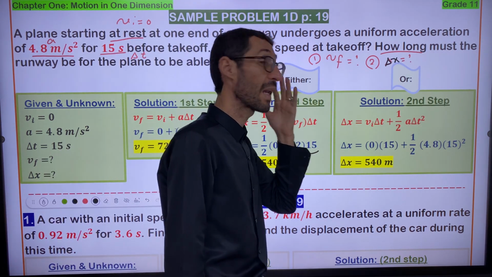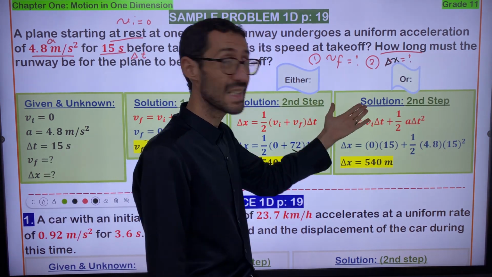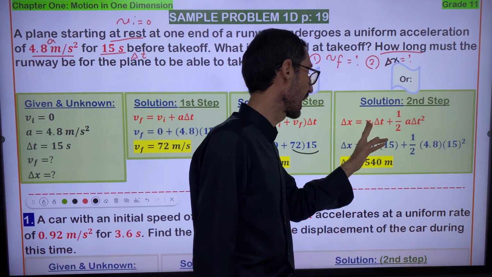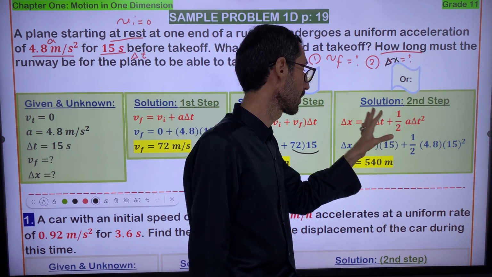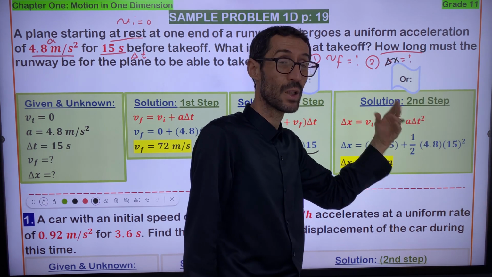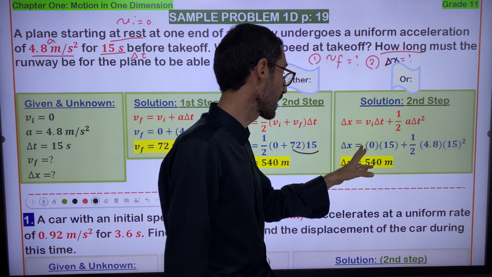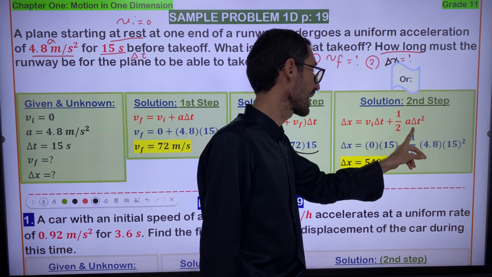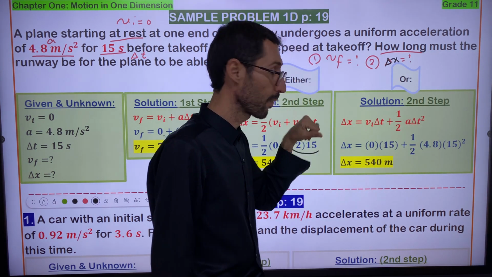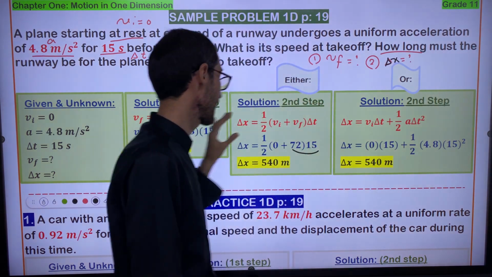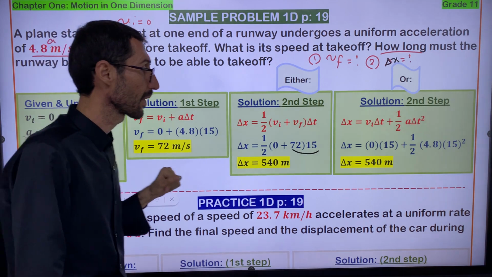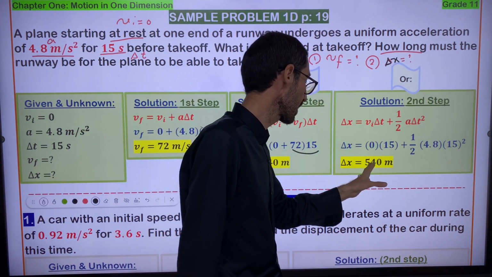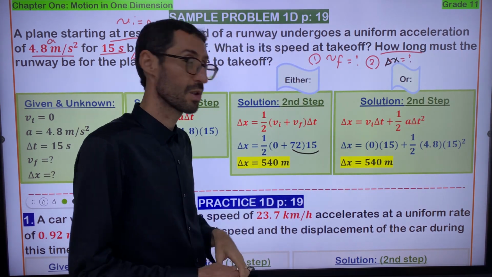Maybe another student, your friend, uses this line. It's okay, no problem. Delta x is equal to VI delta t plus 1 half A delta t squared. Delta x is equal to 0 multiplied by 15 plus 1 half acceleration 4.8. We've already summarized it here, times 15 squared, and the answer is the same, 540 meters.